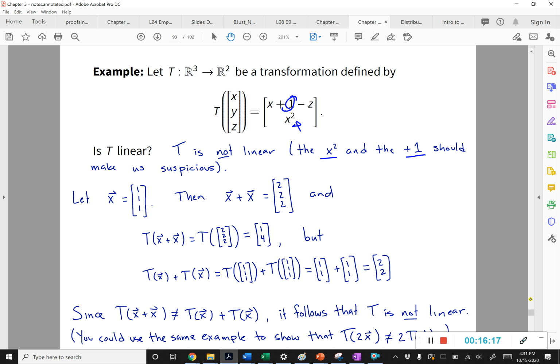Down below, they do an example taking (1, 1, 1) and (2, 2, 2). So you can either think about this as 2 times x, or you can think about it as x plus x. And when you do the transformation, you don't get that the transformation of 2x is 2 times the transformation of x. So here he was doing the addition one, but it does the same thing if you think about it as multiplication.